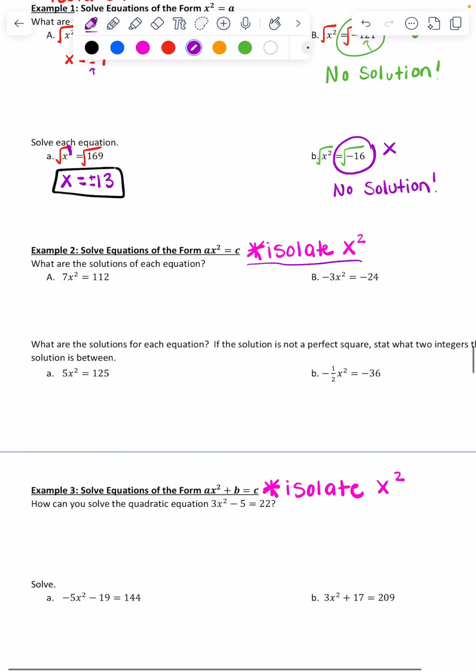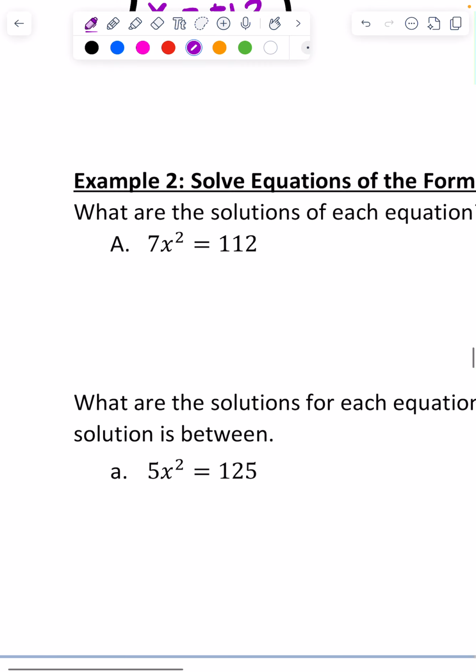All right, what are the solutions of each equation? Now, here's the only difference in this next problem: x squared is not by itself. We have the 7 out front that we have to get rid of. How would we normally get rid of that 7? Well, we would divide it out. So we're going to first just start by solving for x squared. We want to get x squared alone. And just with one step, we already did that. Those 7s now cancel out. 112 divided by 7. I'm going to get my calculator out here. 112 divided by 7, we get 16.